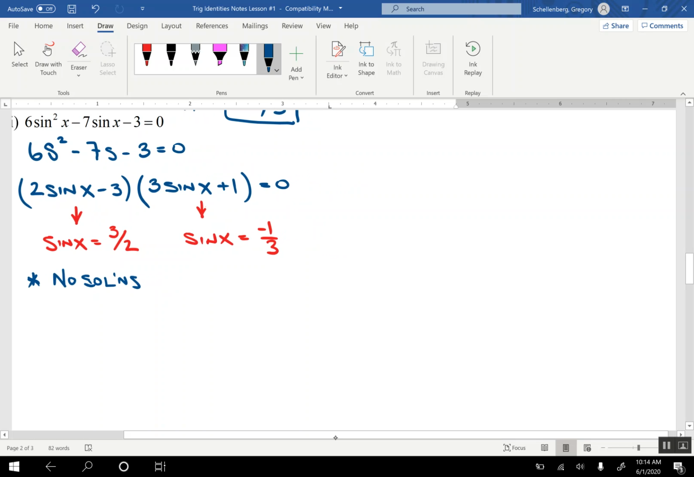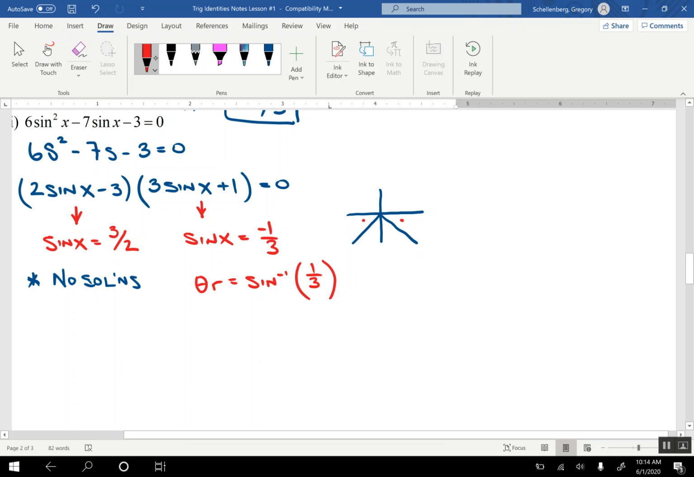We don't have a special triangle with side lengths of 1 and 3, so we're going to have to use our calculators here. But this is a negative sine ratio, so we've got solutions in quadrants 3 and 4, and they share this reference angle. We're going to find that reference angle by doing the inverse sine of 1 over 3.